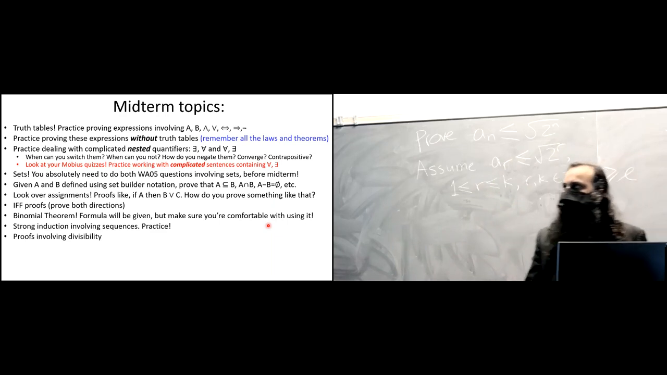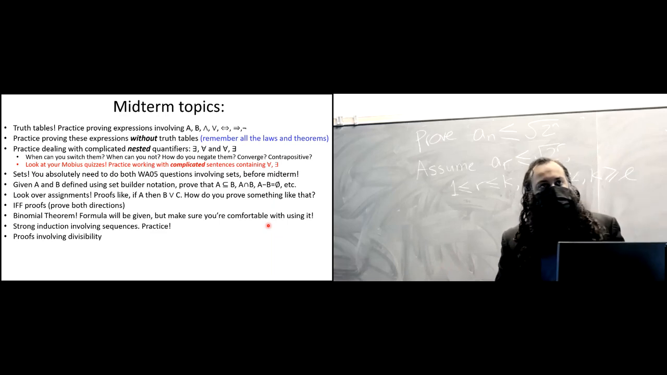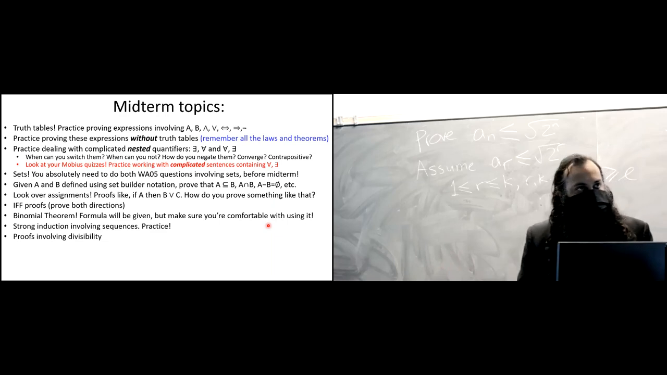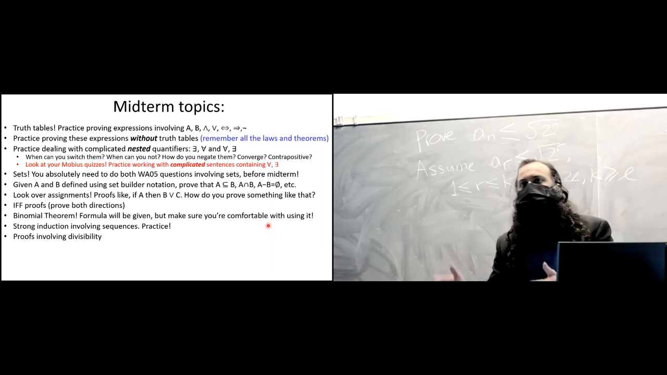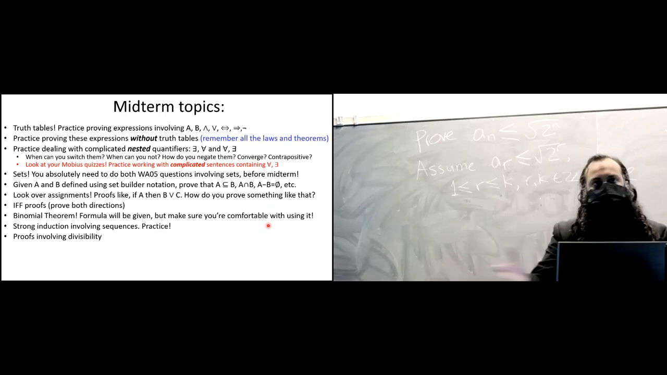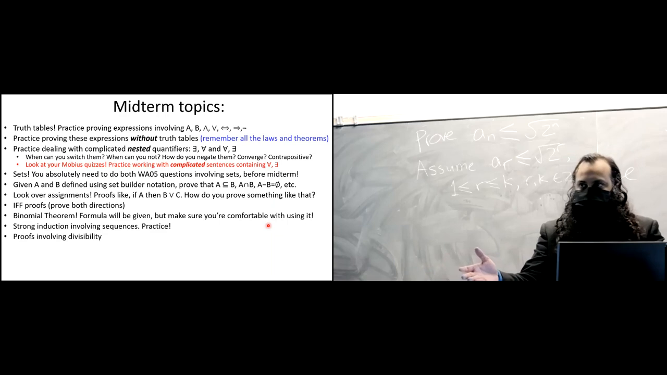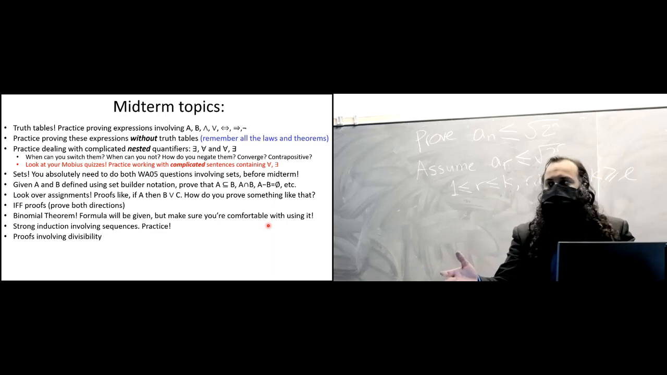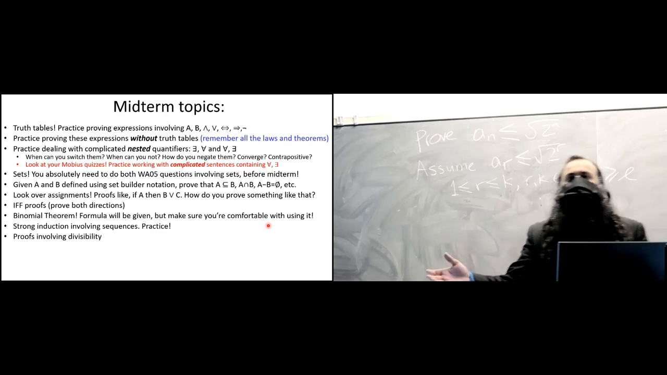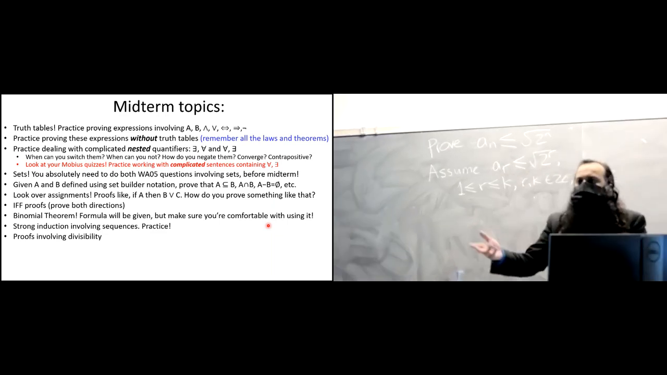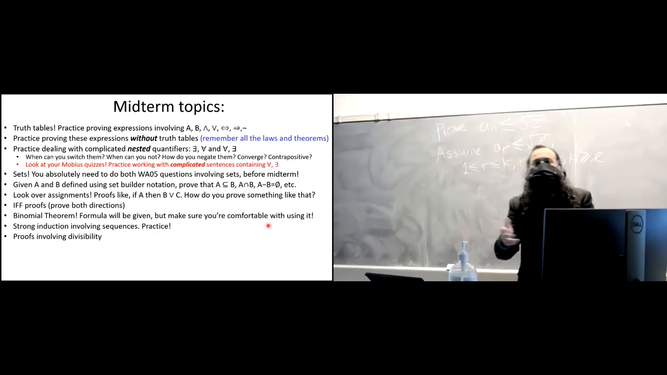Proofs involving divisibility. You've had a lot of practice. I showed you previous midterms. I showed you, you had assignment questions. If A divides 7B minus 2 and A does not divide 6B minus 1, what's the first thing you're going to do? Do the contrapositive, because we don't like the does not divide symbol. It's easier to prove that things divide each other than does not divide each other.